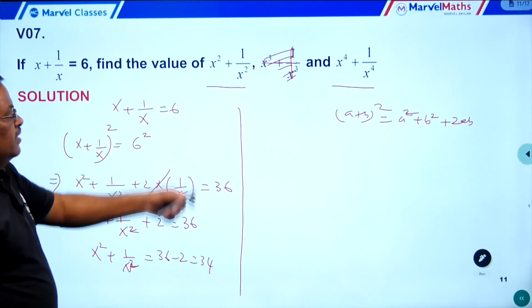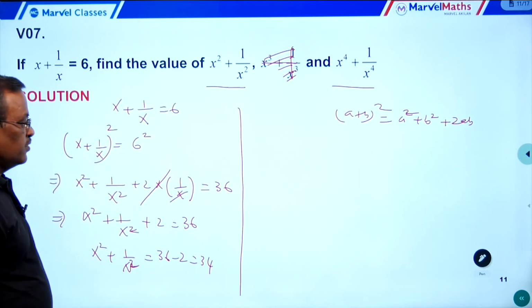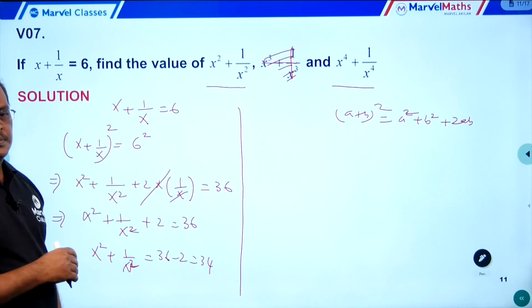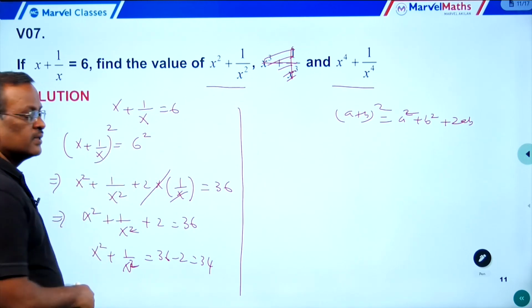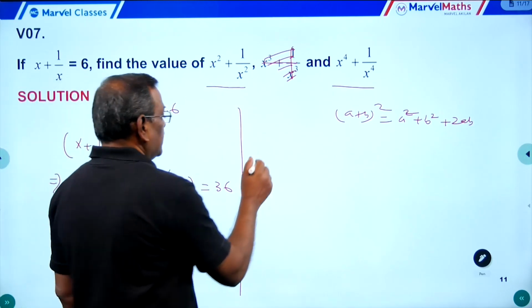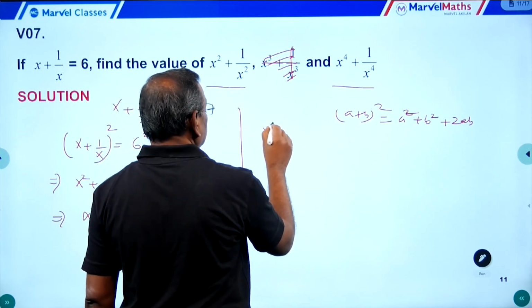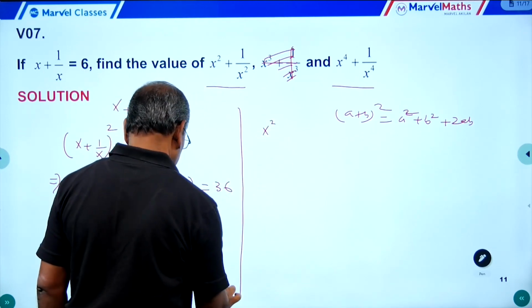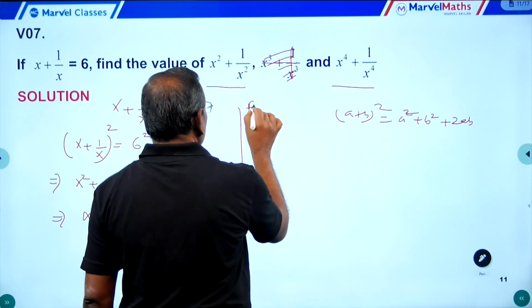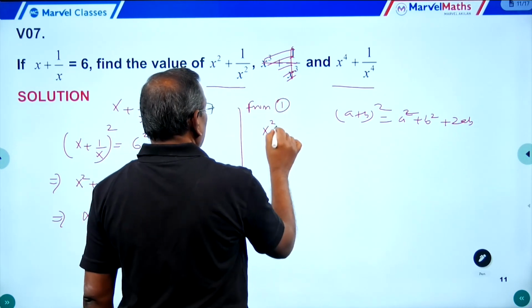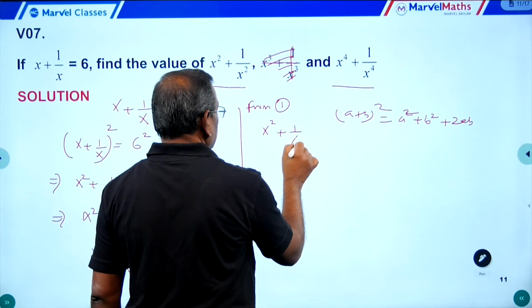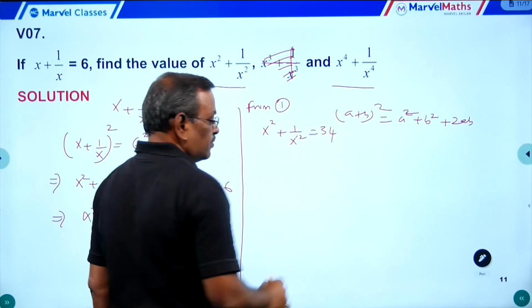Similarly, find the value of x power 4 plus 1 by x power 4. That x power 4 plus 1 by x power 4 completely depends on this x square plus 1 by x square. I will explain how. This is from 1: x square plus 1 by x square equal to 34.